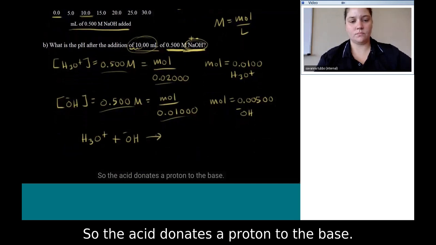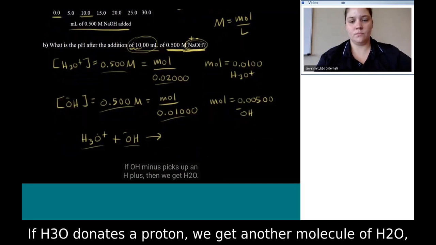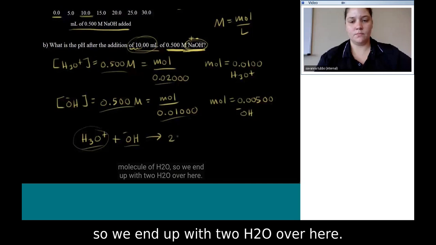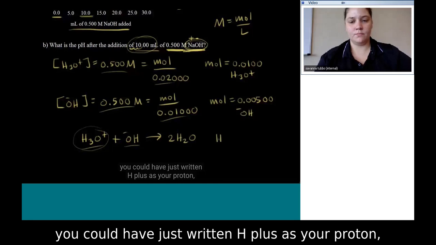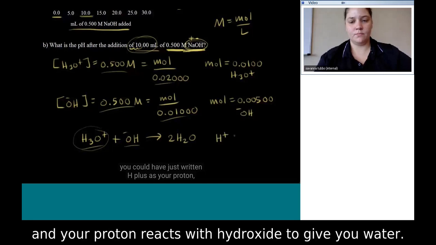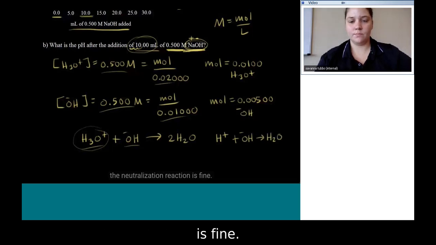So the acid donates a proton to the base. If OH minus picks up an H plus, then we get H2O. If H3O plus donates a proton, we get another molecule of H2O. So we end up with 2 H2O over here. Or if you prefer, instead of writing H3O plus, you could have just written H plus as your proton, and your proton reacts with hydroxide to give you water. So either way of representing the neutralization reaction is fine.